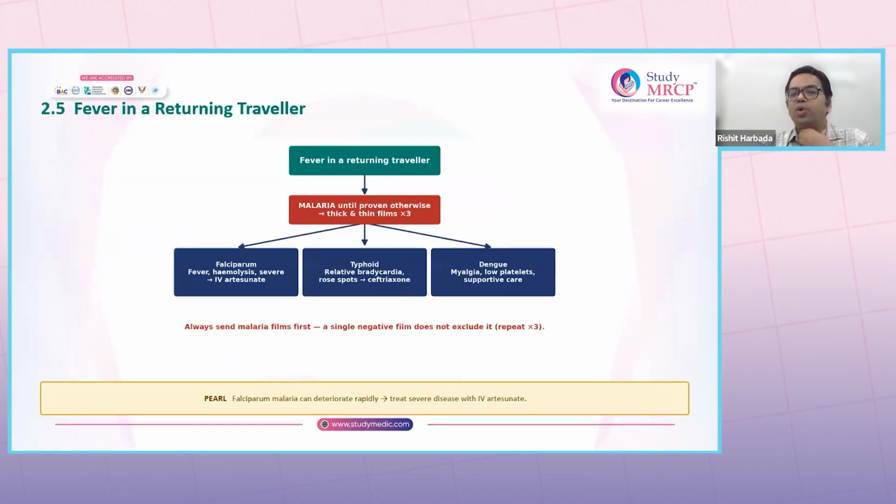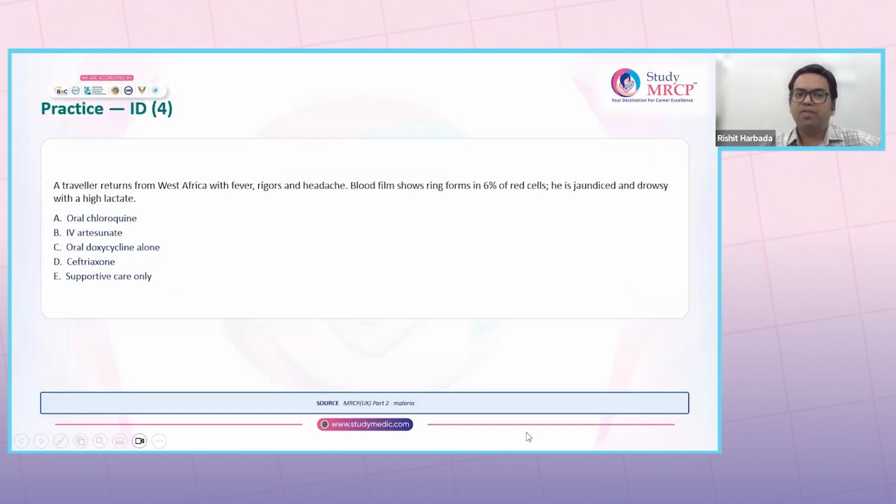Okay. So unless proven otherwise, first is malaria, falciparum, treated in ICU with IV artesunate, typhoid treated with ceftriaxone plus azithromycin, dengue only supportive care, which is very, very important.